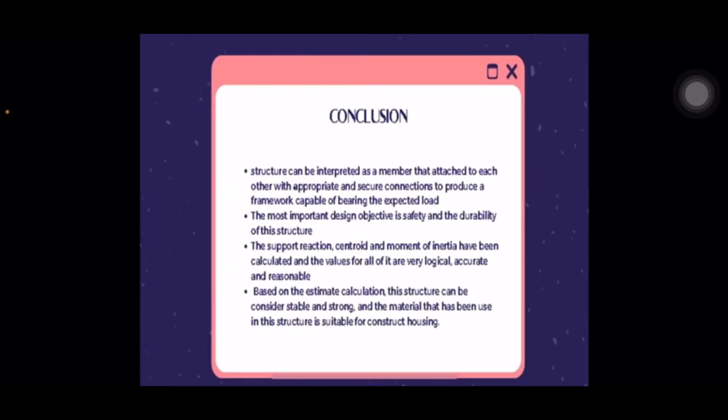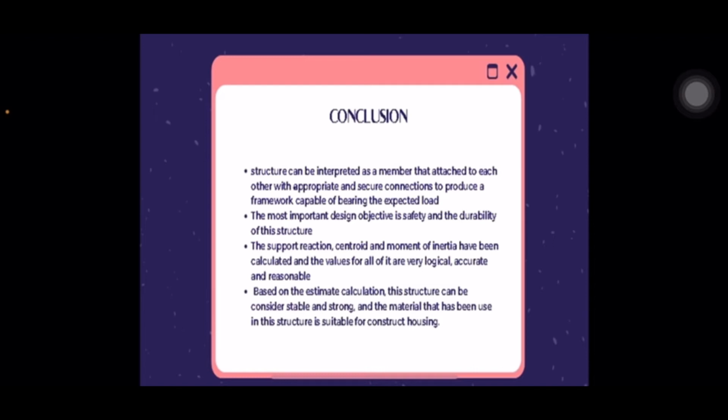In conclusion, structure can be interpreted as members that attach to each other with appropriate and secure connection to produce a framework capable of bearing the expected load. Second, the most important design objective is safety and the durability of the structure.